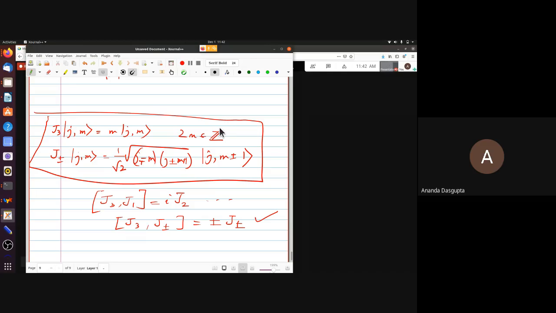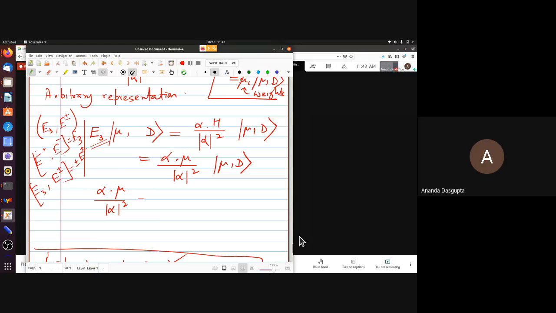When you did quantum mechanics, didn't you derive these results? Yes, sir. Derive it using the commutation relations. You just use the commutation relations, nothing else. Of course, you did use something else.